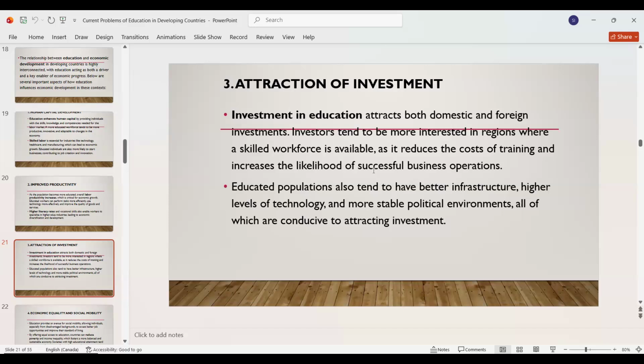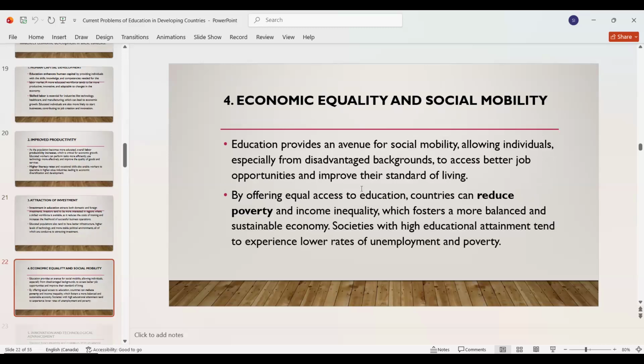An educated population also tends to have better infrastructure, higher level of technology, and more stable political environments, all of which are conducive to attracting investment.